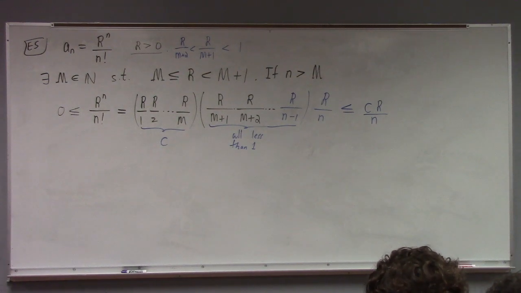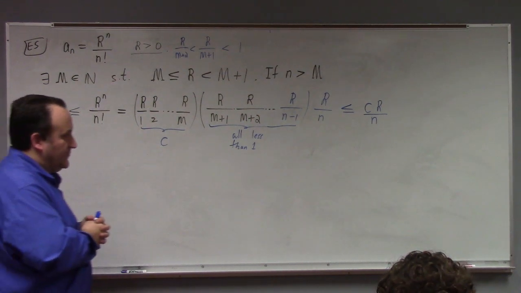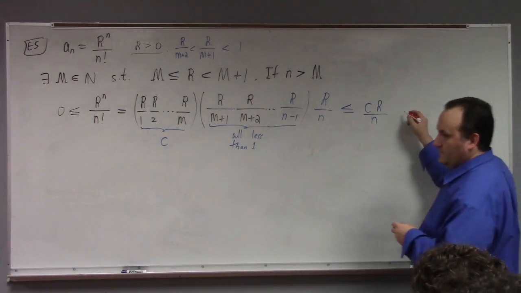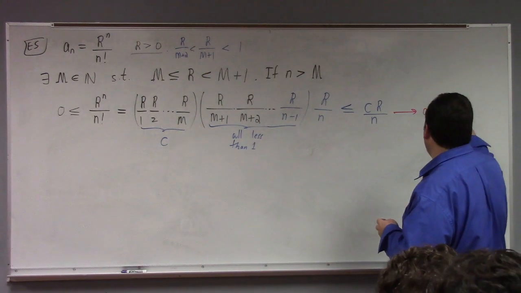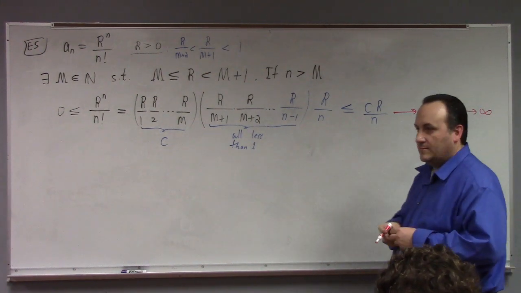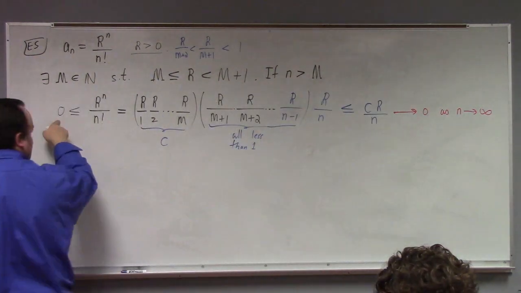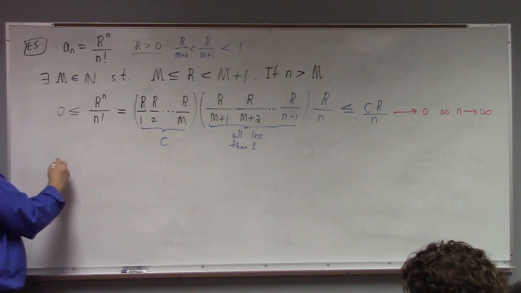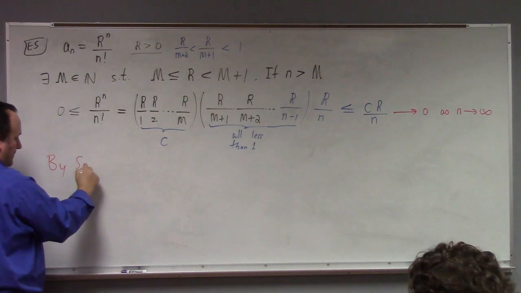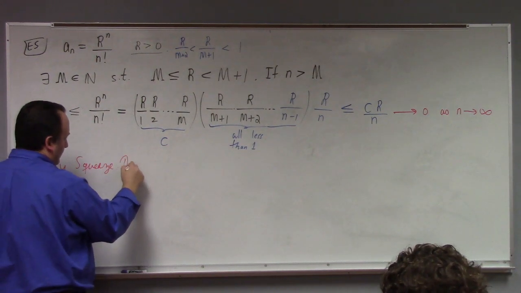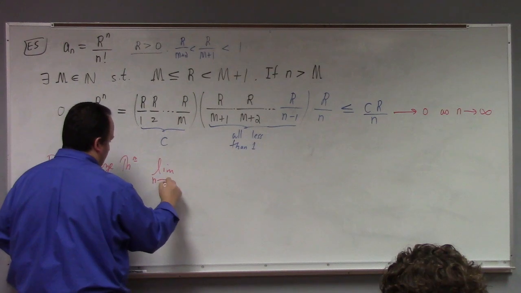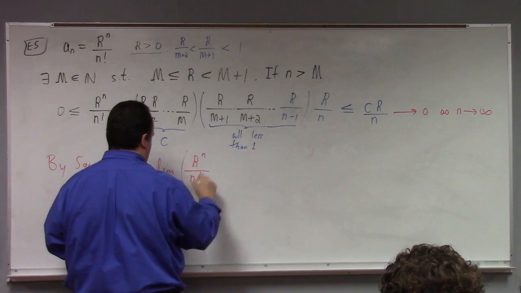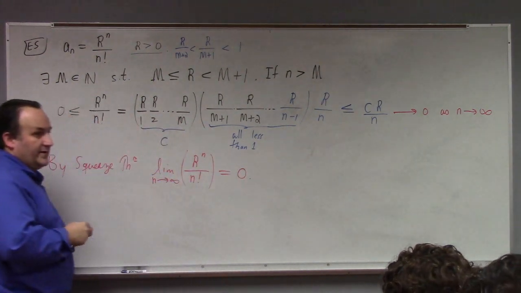Then what? What happens as n goes to infinity here? So this goes to 0 as n goes to infinity. What happens with the 0 sequence as n goes to infinity? It also goes to 0, right? Therefore, by squeeze theorem, what do we get? The limit as n goes to infinity of r to the n over n factorial is equal to 0 for any positive r.